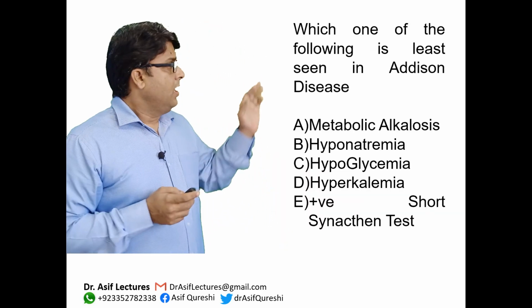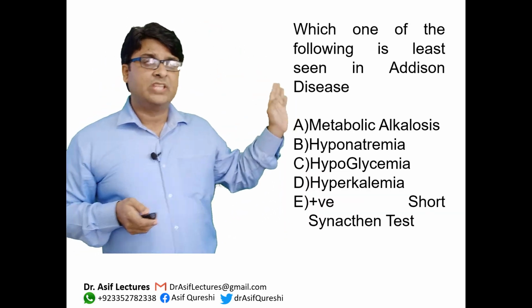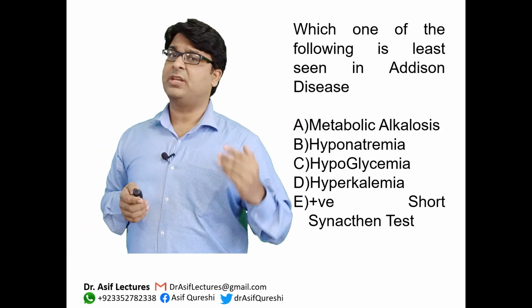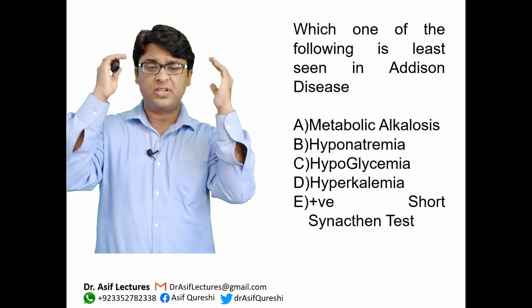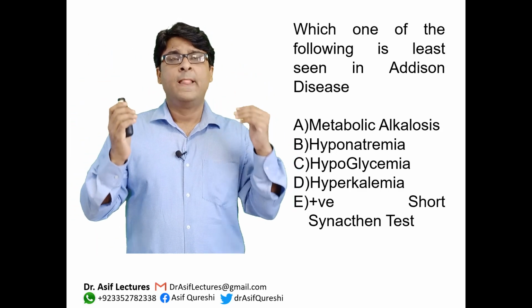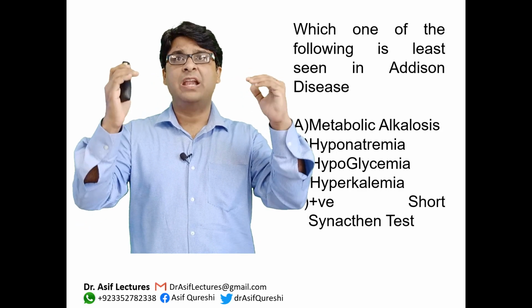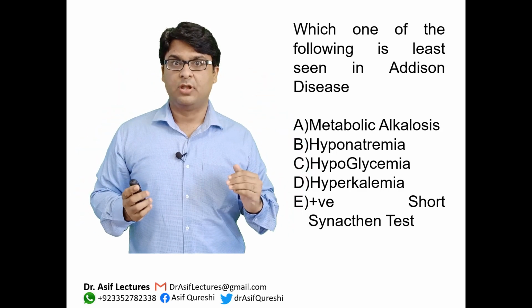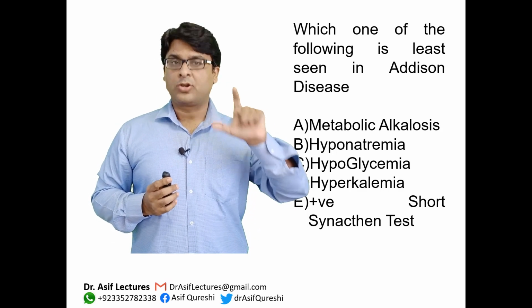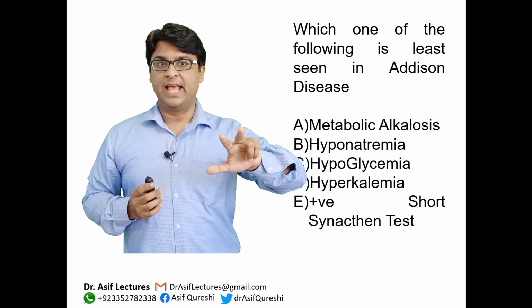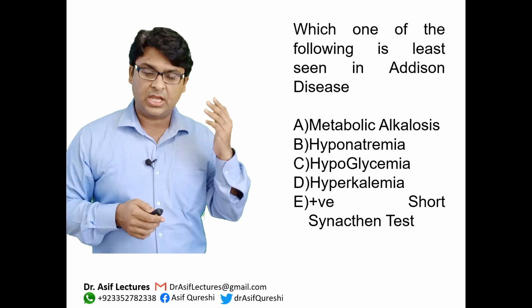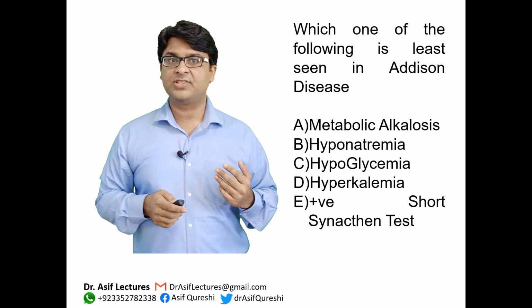Let's move on. Next question is, which one of the following is least seen in Addison disease? Now figure out what is Addison disease. Addison disease is something where adrenocorticotropic hormones are less. It's a hypo condition. So aldosterone will be less, cortisol will be less, androgens will be less, okay? So let's see what they are talking about. The option, metabolic alkalosis. Think about it. Can metabolic alkalosis be the right answer?